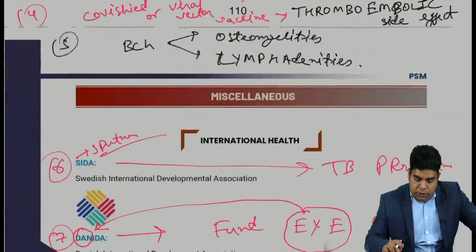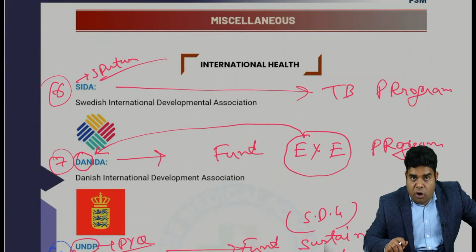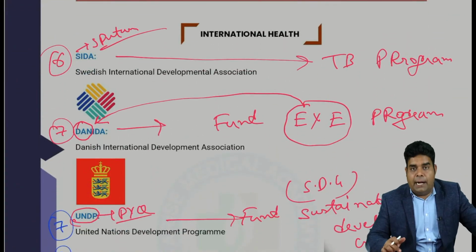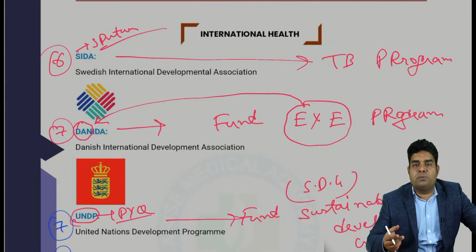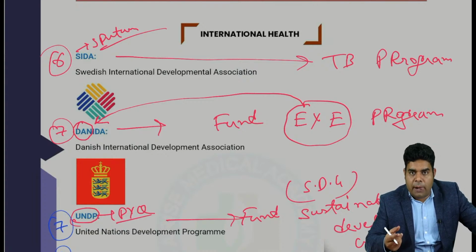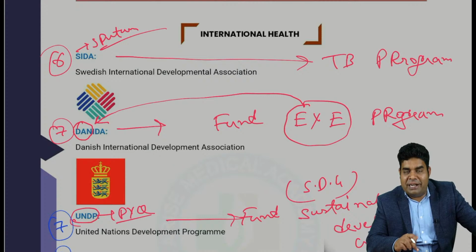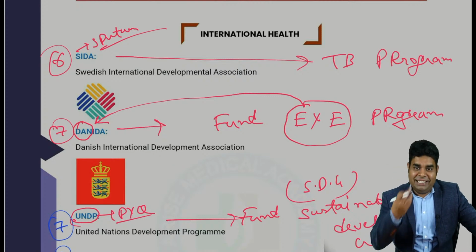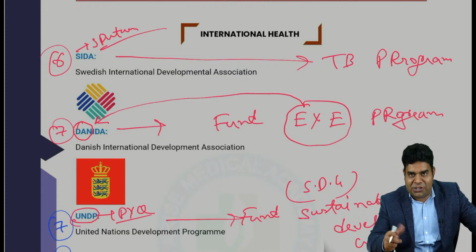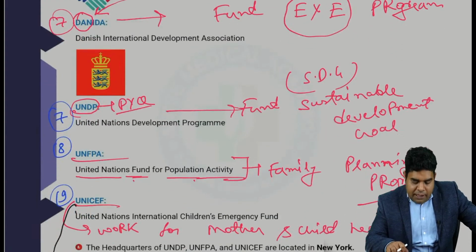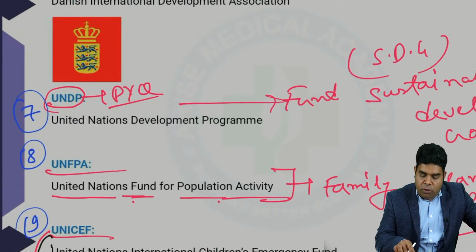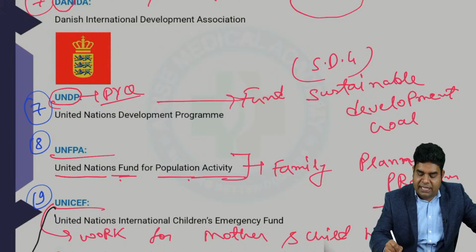Now, let's talk about some other organizations and their work. One is SIDA. As per SIDA, as per Sputum, SIDA will fund for TB program. Then is DANIDA. DANIDA you can remember by Netradan, eye donation. So DANIDA, dan, donation, eye donation. SIDA, Sputum, TB program. UNDP, fund Sustainable Development Goal, SDG.